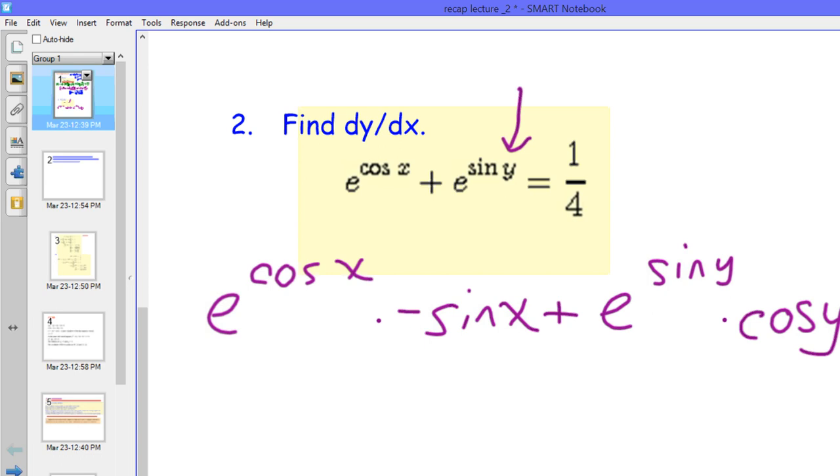Also a dy dx there, because y is our dependent variable. We didn't need to do that back at this stage of the problem because x is our independent variable.